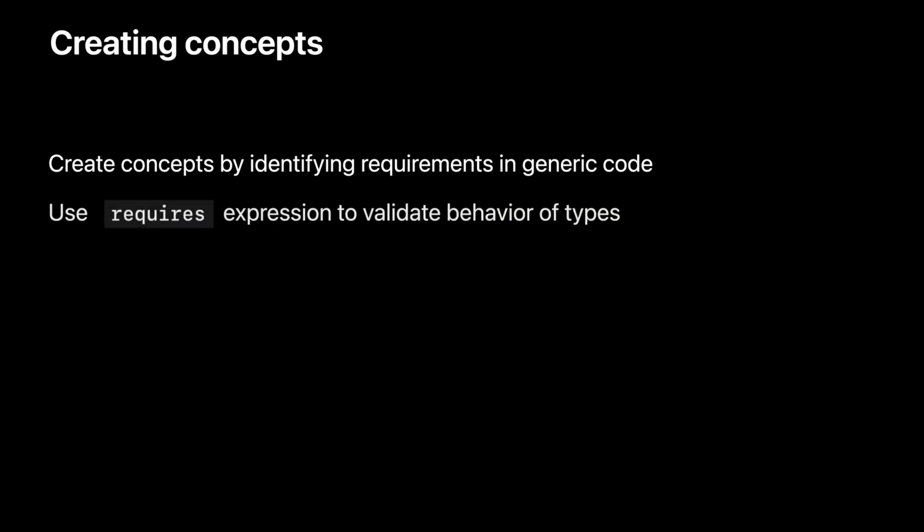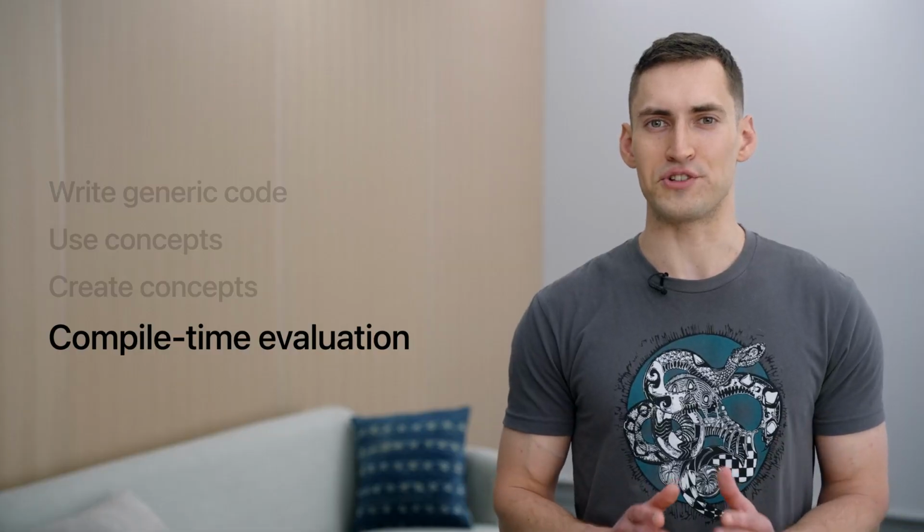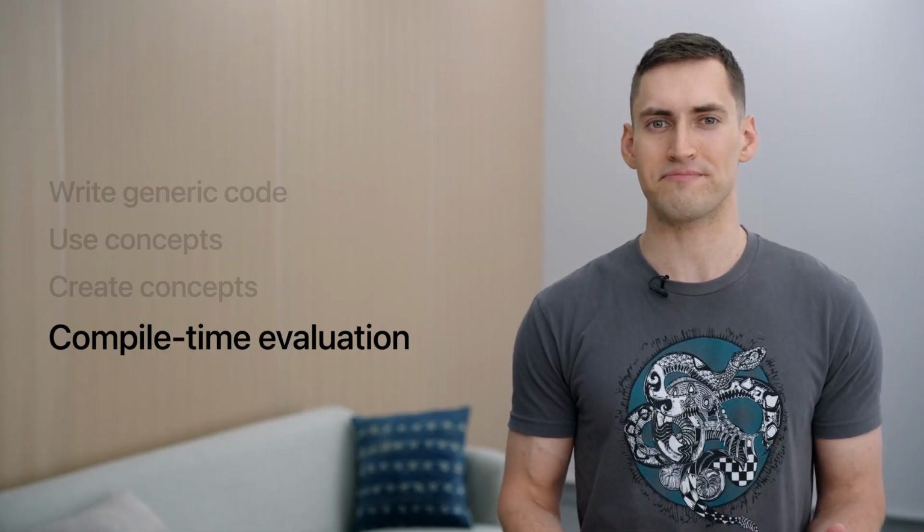Now, let's go over what we've learned about creating concepts. You can create concepts by identifying the behavioral requirements in your existing generic code. You should use the requires expression to create concepts to validate the behavior of types. You can also use concepts to create more specific variants of generic functions and classes. We've now seen how to enhance your generic C++ code with concepts.